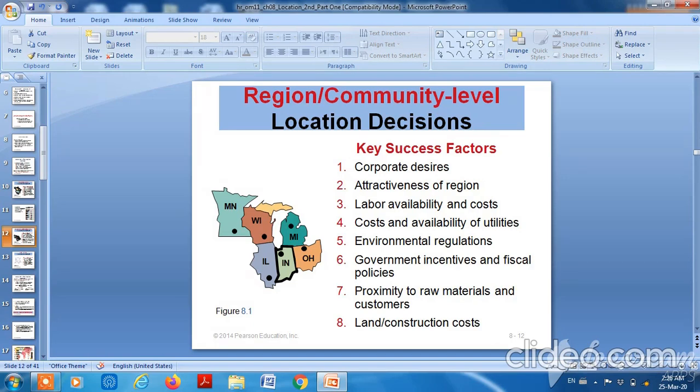And you will find government incentives and fiscal policies here like at the country level, because here we talk about the United States, and you may find some variations between the states. 7. Proximity to raw materials and customers. 8. Land and construction costs. Suppose here that we have chosen the United States, and then we have chosen the state of Indiana to open our business.